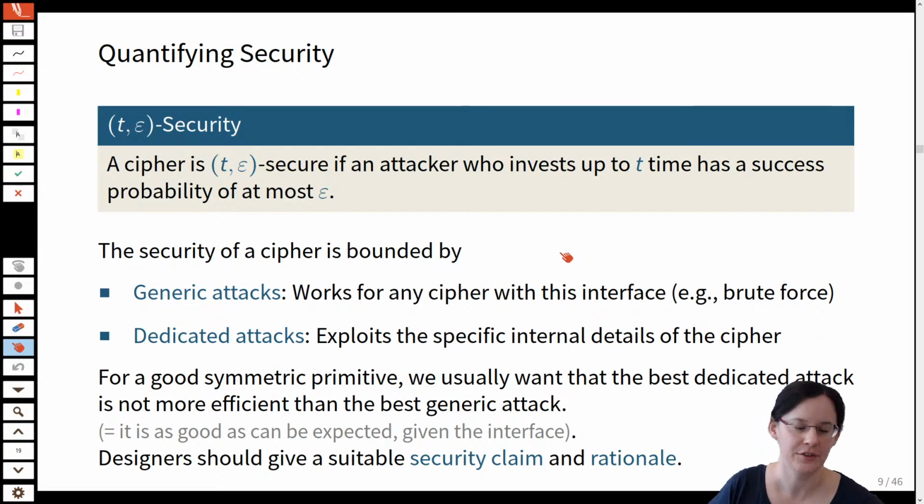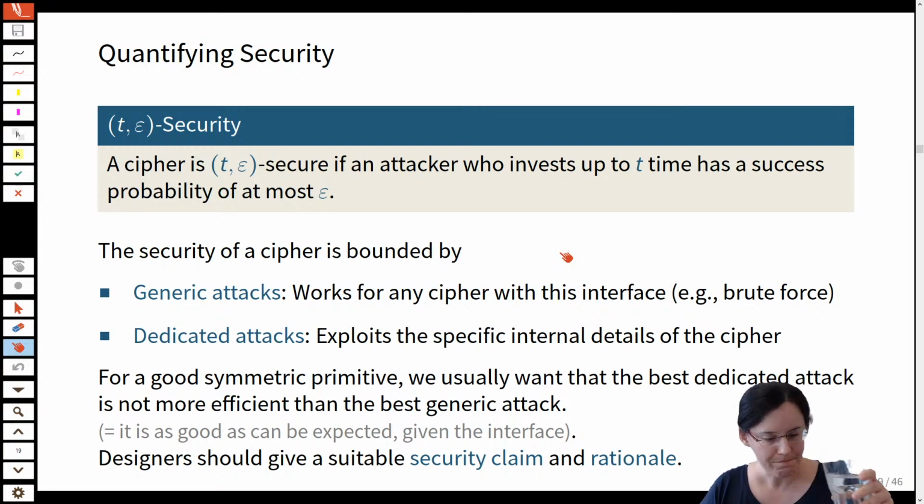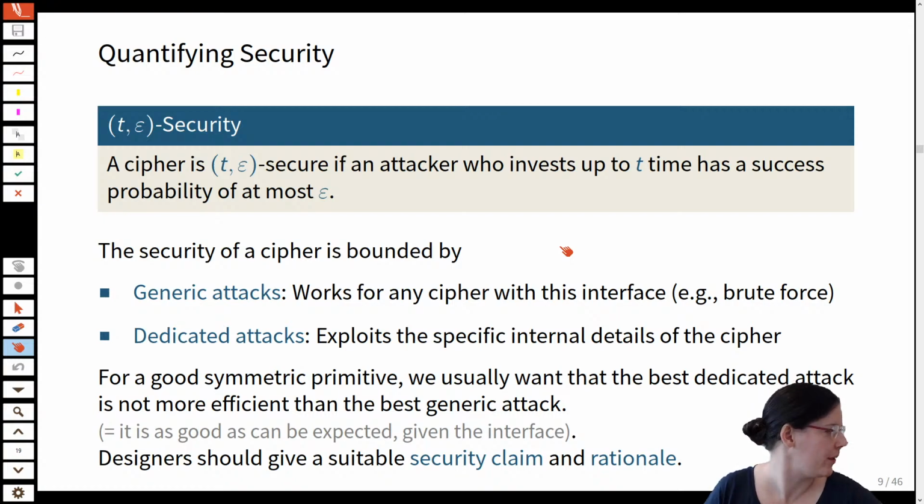So I've now said a lot about small and large, but I haven't been really specific. So how do we really quantify now the security of a cipher? Now, one way to do this is the so-called T epsilon security curves. So what does that mean? We say that a cipher is T epsilon secure if any attacker who invests up to T time, for example, tries T encryptions or so, has a success probability of at most epsilon.